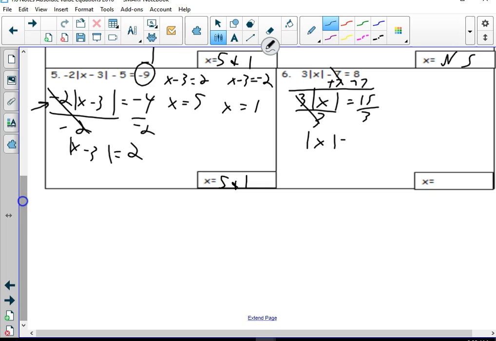Absolute value of x equals 5. What do we do? X equals 5, x equals negative 5, we're done. There's nothing to move. It's just x equals 5, x equals negative 5. Those are the two numbers that are 5 spaces away from 0. Negative 5 and positive 5 are both 5 spaces away from 0.